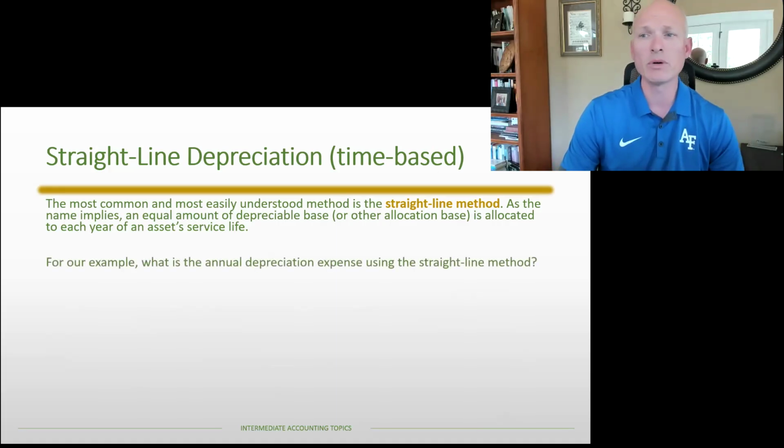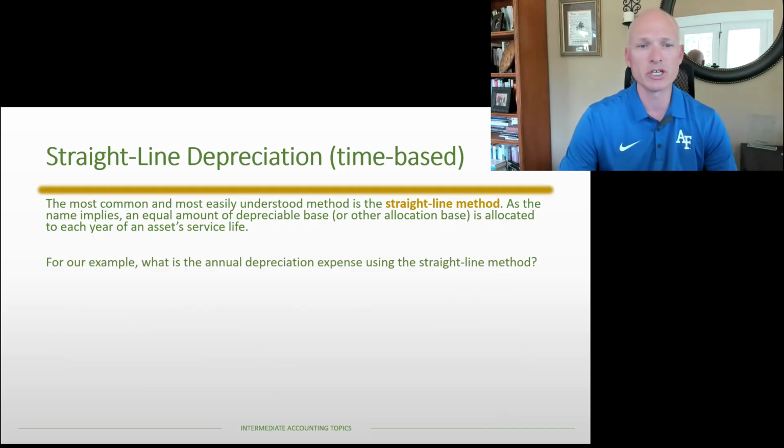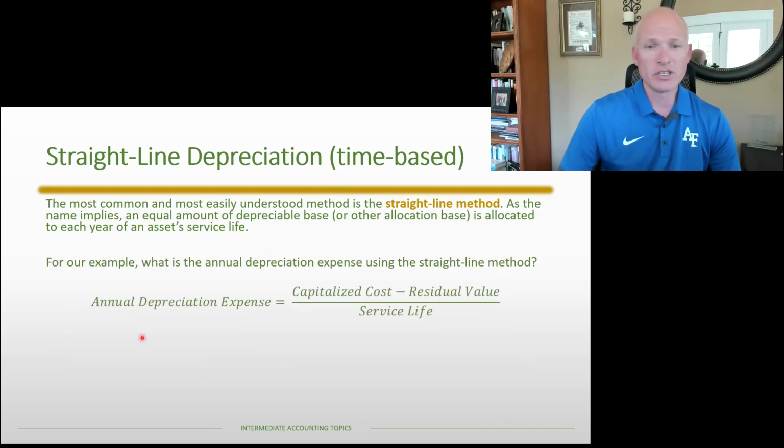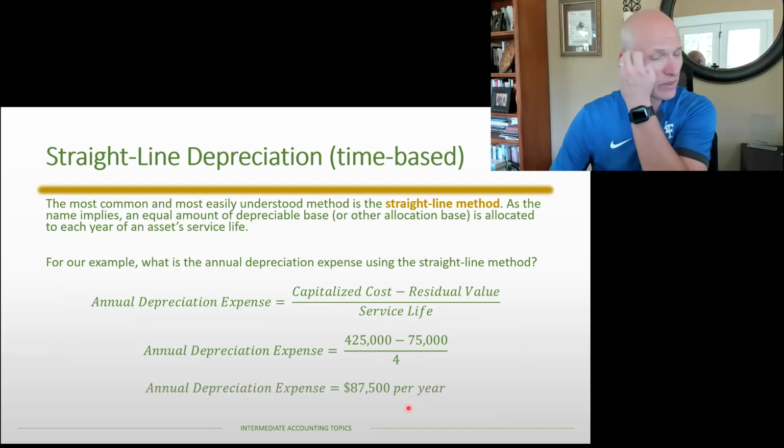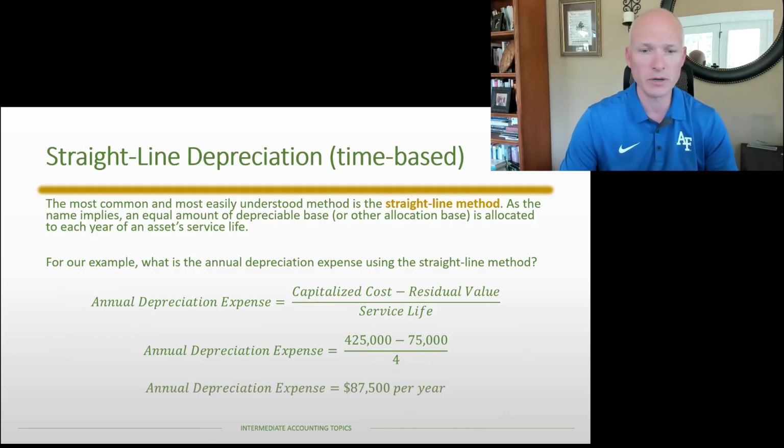So in our example, what would the annual depreciation be? Well, this is the equation that we would use. The capitalized cost minus the residual value divided by the service life. And in our example, the capitalized cost is 425. The residual value is 75, which means we have a depreciable base of 350,000. Divide that over 4 years, and we get $87,500 per year. Again, hopefully pretty straightforward calculation.